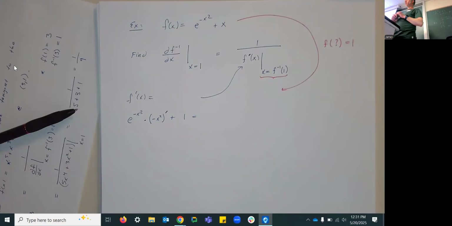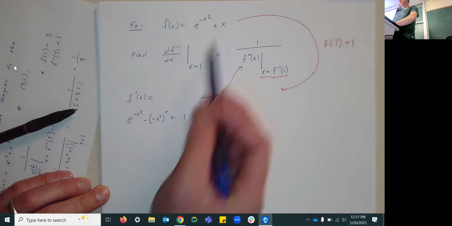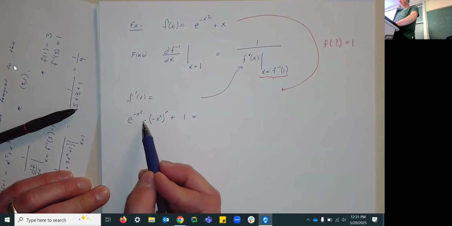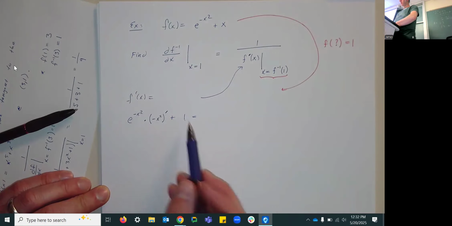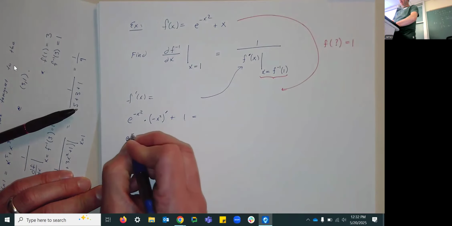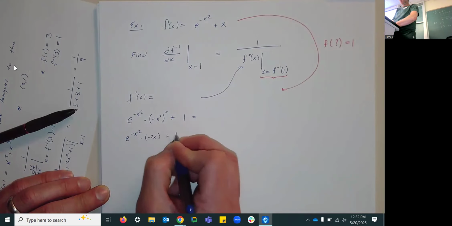So our derivative should look like, well, I've got e to the stuff plus x. The derivative of e to the stuff is e to the stuff times the derivative of that stuff, plus the derivative of x is 1. So this is going to end up being e to the negative x squared times negative 2x plus 1.